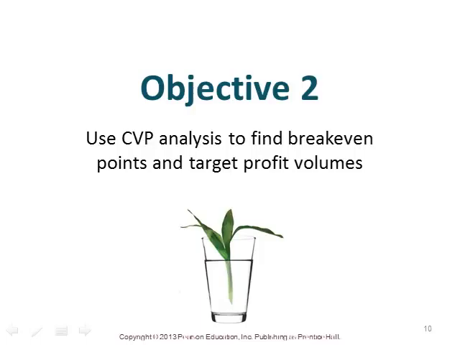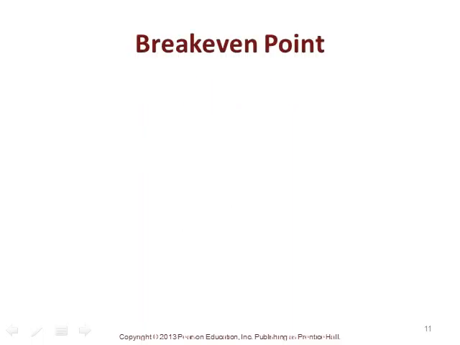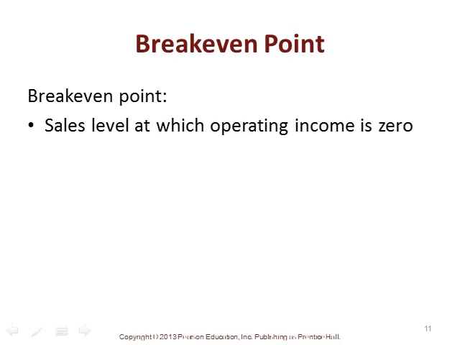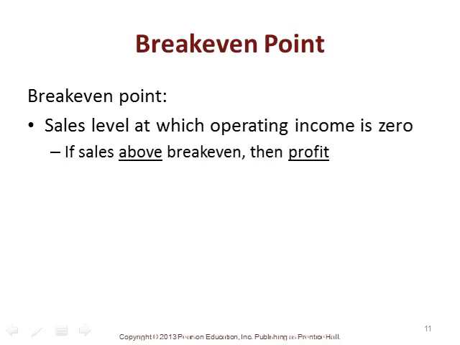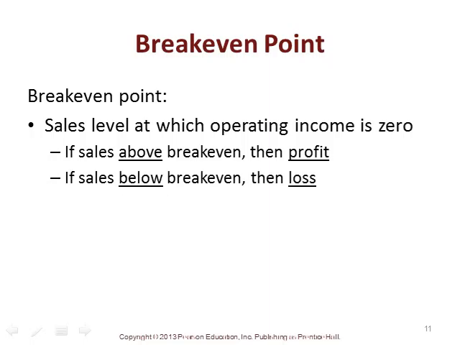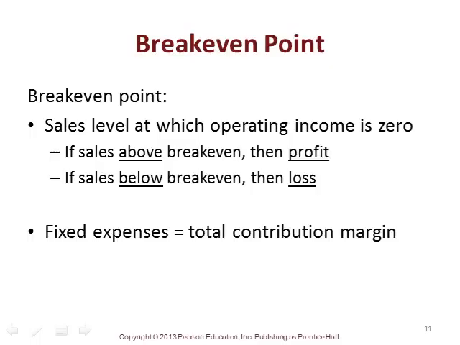And so next we want to understand how we use this CVP analysis to find break-even. So the break-even point is the sales level at which operating income is zero. So if sales are above the break-even point, we have profit. If sales are below the break-even, then we have a loss. We want to keep in mind that fixed expenses are equal to the total contribution margin and that total sales equal total expenses. So let's walk through some examples of how to calculate break-even.